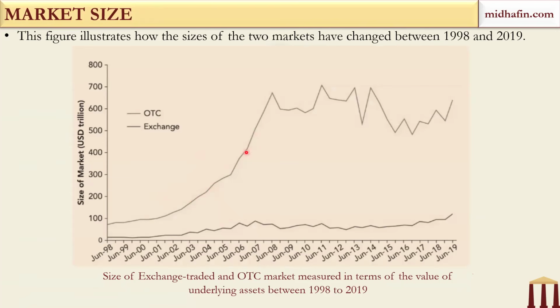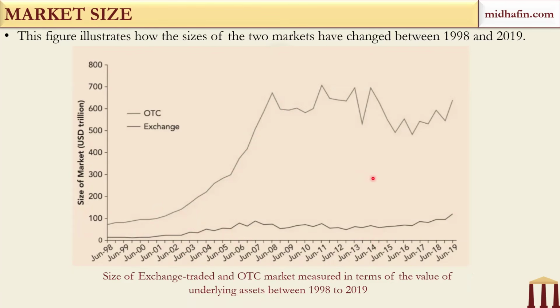So this is a comparison of the size of the two markets, in terms of the value of the underlying. Okay, so this is measured in terms of the value of the underlying assets. That's why you can see it's in hundreds of trillions of dollars. Not the actual value of the derivatives, but the value of the underlying, because the value of the underlying is much more. So you can see very clearly that the OTC market has a much higher size as compared to the exchange traded market throughout these last 14-15 years, right?